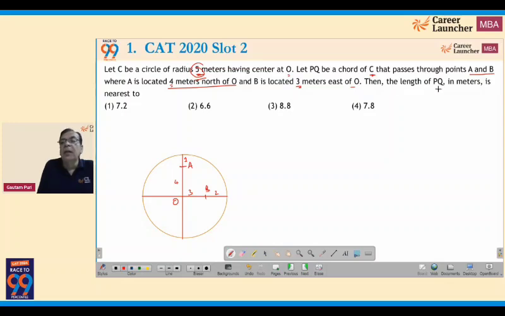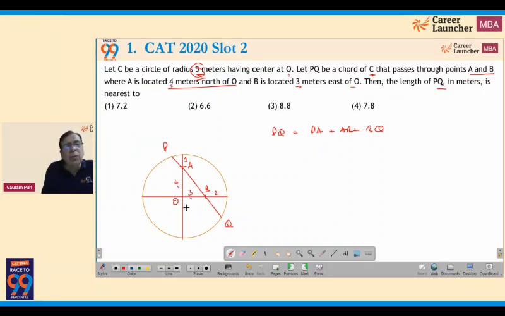Okay. The length of PQ, and PQ passes through AB. So let us draw that line also. Yeah. So this is PQ. Right? Now we want to find the length of PQ. Can I say PQ is nothing but PA plus AB plus BQ? Isn't it?